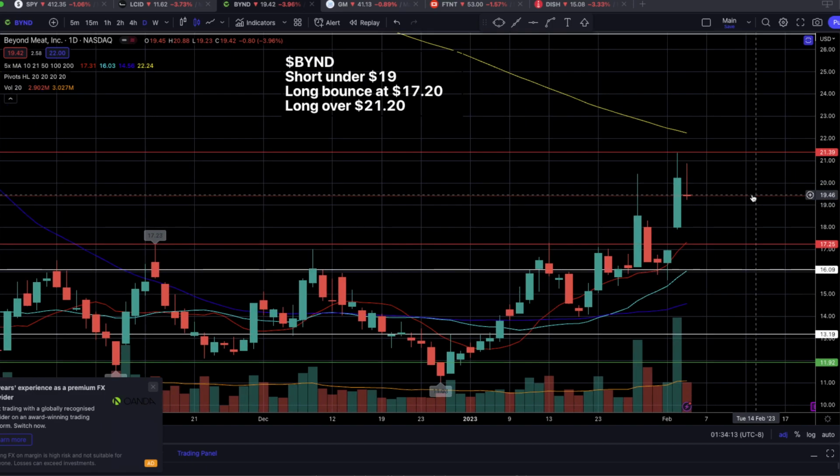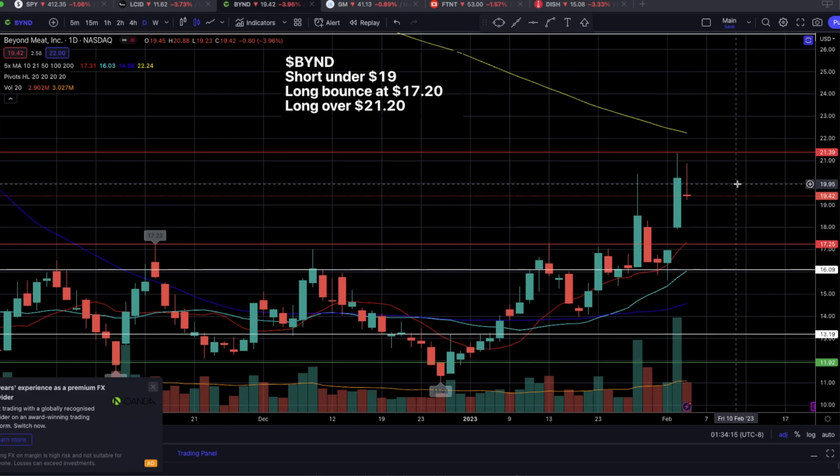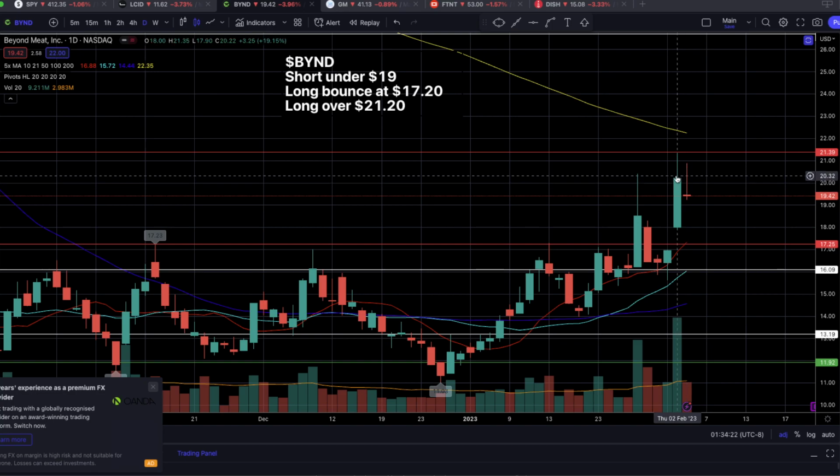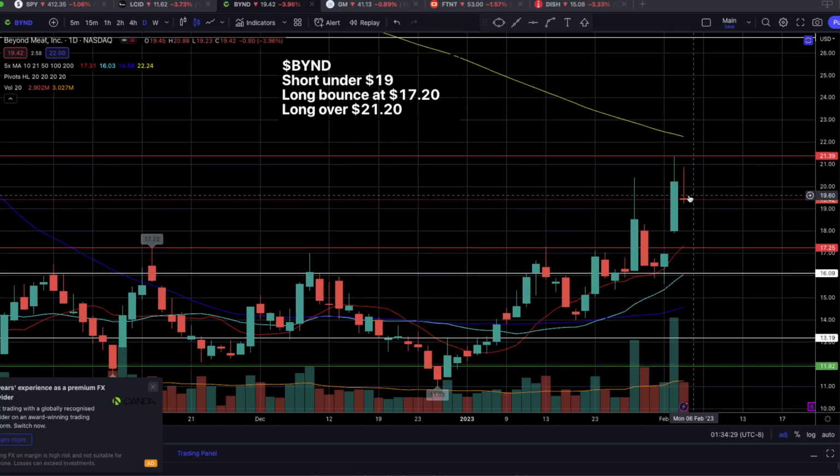Now, what's also interesting, and the very last thing here for Beyond, is that we have formed an inside candlestick compared to Thursday's candlestick. So Friday's candlestick is pretty interesting here, as this inside candlestick usually indicates that we're ready for a continuation run. And that may have been a reason why on Friday, after hours, we saw a little bump in price where the price went above $20.